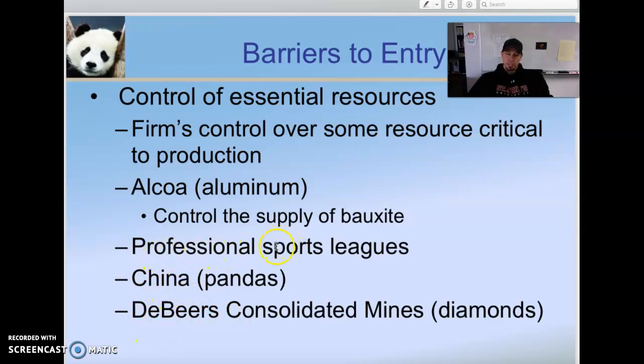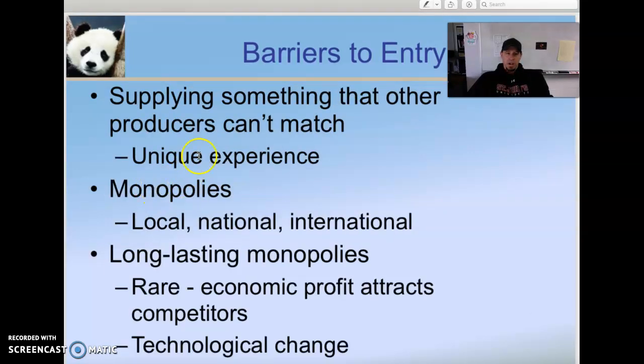Professional sports leagues, the NFL is a great example. They limit it to 32 teams, whatever it is. You just can't go out and start your own NFL team. The professional league controls all of the teams under its umbrella. So if you have control of some essential resource, that will allow you to have monopoly control. Again, supplying something that others can't match. So this is that unique experience, that unique product.